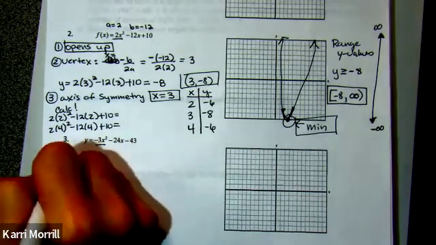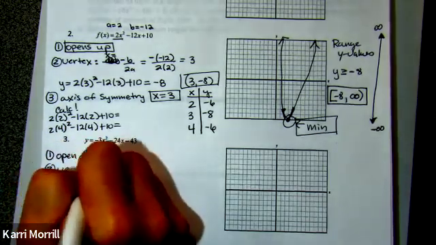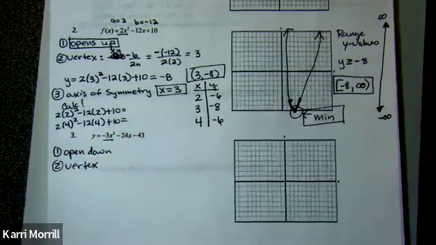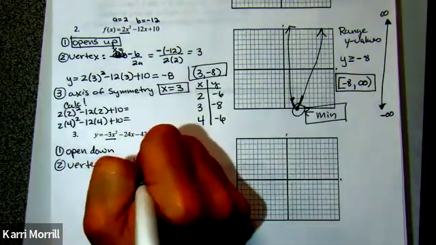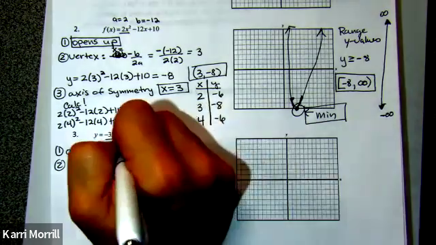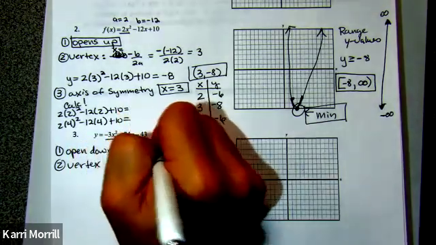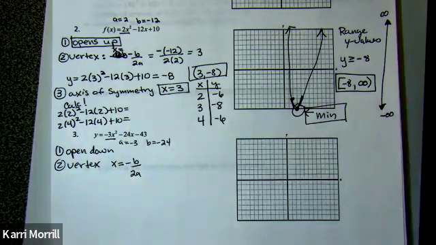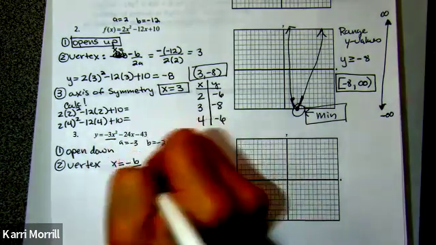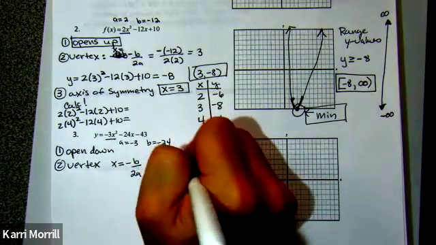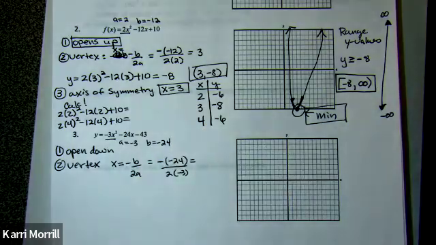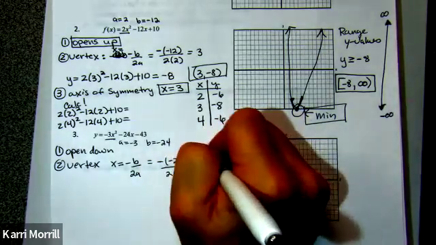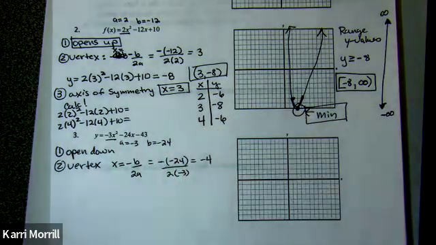The second thing, my vertex. Again, because it's in quadratic equation form, we get to find the x part, -b over 2a. Our a is -3 and our b is -24. So when you plug that in, you have a negative in the formula, -24 over 2 times a, and a is -3. When you simplify that, you'll get -4.